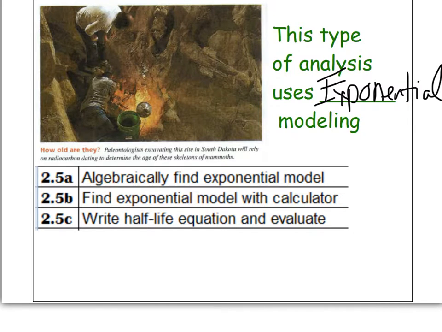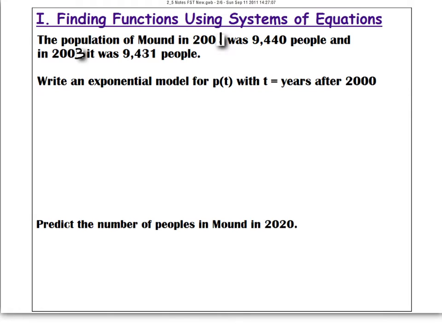Let's focus on learning objective 2.5a, and I'm going to show you how to algebraically find an exponential model. So let's look at this example here. The population of Mound in 2001 was 9,440 people, and in 2003 it was 9,431 people. They want us to write an exponential model for P(t), or y, basically, with t being our x, and t stands for the years after 2000.